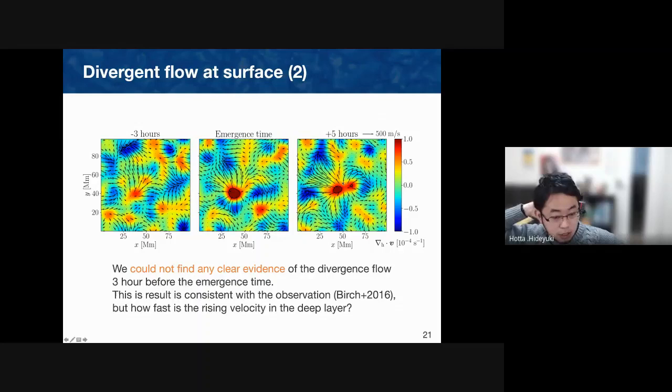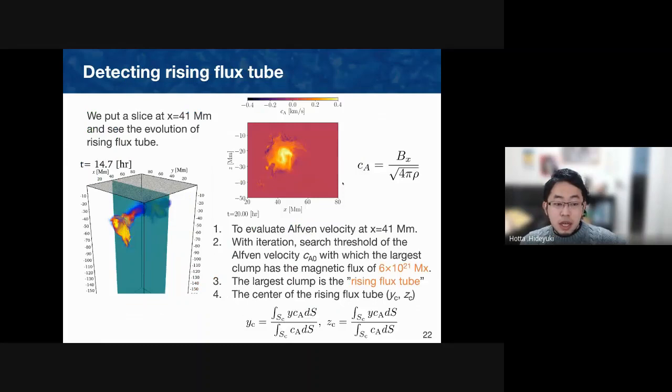But how fast the rising velocity is in the deep layer is the next question. In our calculation, convection determines the emergence speed, and we don't define any specific velocity for the initial condition. So we need to detect the rising velocity of the flux tubes. In order to evaluate the rising velocity of the flux tube, we detect the flux tube. At first, we define this frame. This is an emergence like this. And to evaluate the rising velocity, we take x equals 41 megameter in this plane, okay, like this.